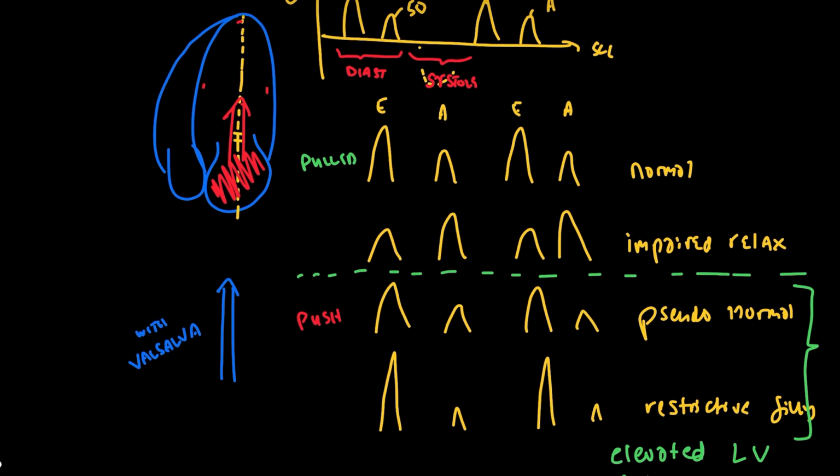And we talked about how you can use Valsalva. If you're not sure whether somebody has a normal pattern or a pseudonormal pattern because they look the same, you have them do a Valsalva and see if the pattern changes. If the pattern changes to impaired relaxation, that's just pseudonormal. So that's all a recap.